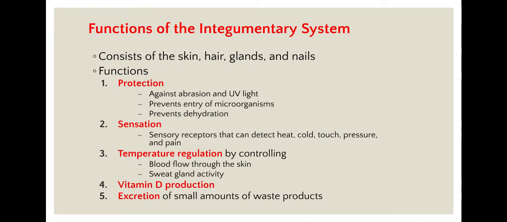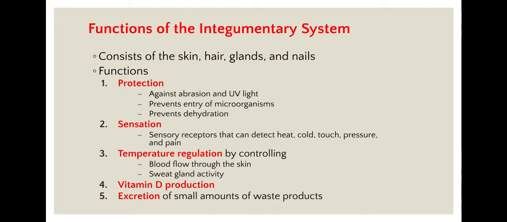So, what does the integumentary system do? Well, again, it's going to depend on if it's the skin, the hair, the glands, or the nails. But in general, the job of the integumentary system is protection, to protect against abrasion and to protect against ultraviolet light, to prevent microorganisms from entering the internal workings of the body, and to prevent desiccation or dehydration.